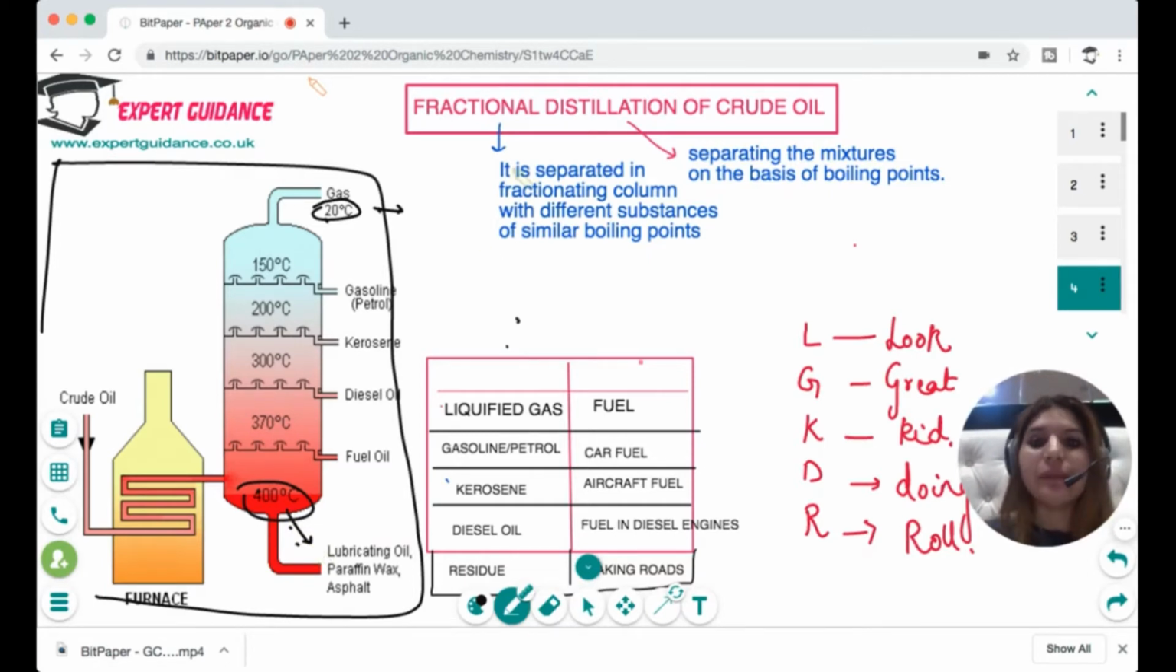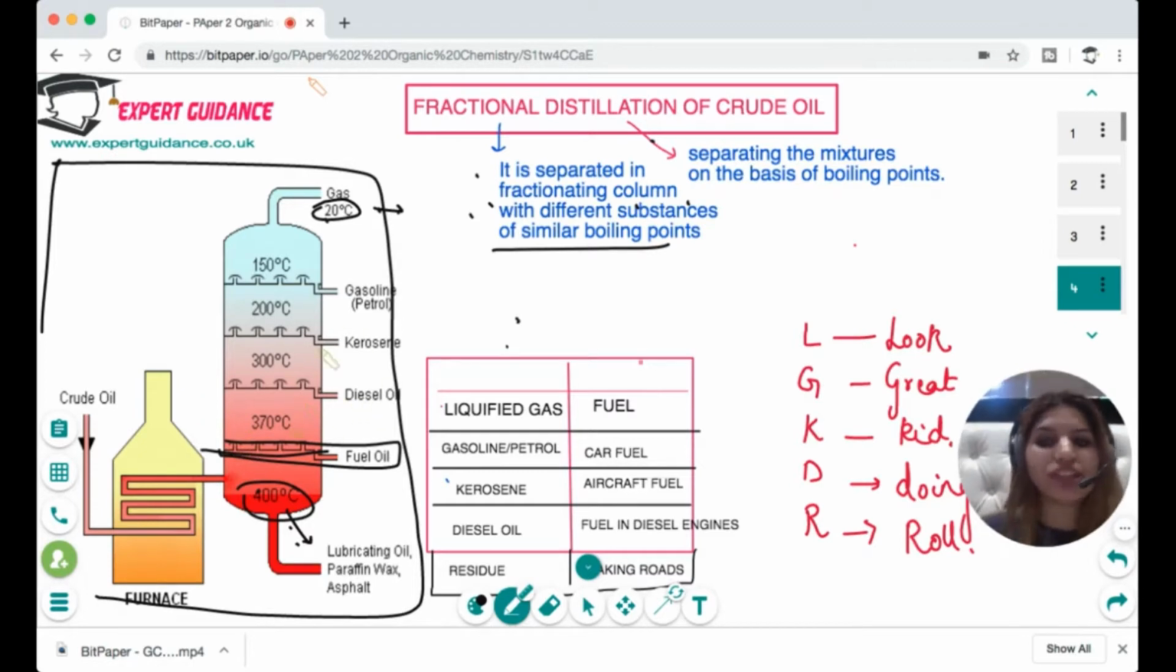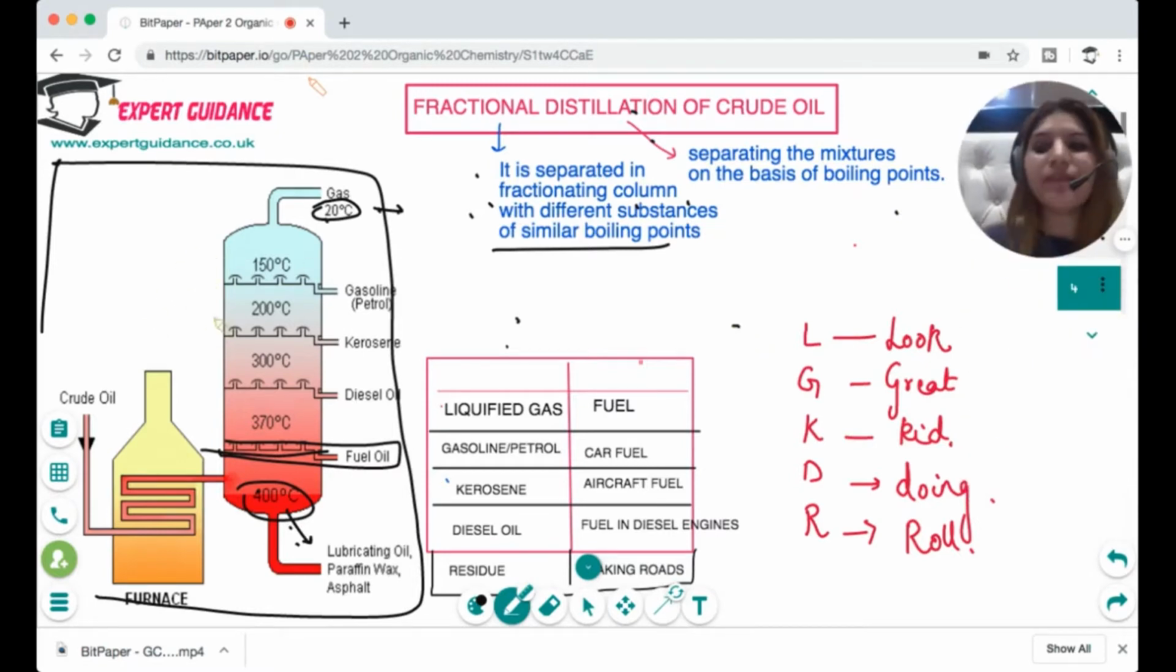Okay, now, what is fractional distillation? Fractional distillation is separating, in the fractionating column, different substances of similar boiling point. So each fraction has the components or hydrocarbons with a similar boiling point. So fuel oil is one fraction, diesel oil is one fraction. And distillation is separating mixtures by boiling point. So the crude oil has all the components, which differ in their boiling point. So we can use this property by taking a fractionating column and maintaining a series of temperatures. At the bottom, the higher temperature, and at the top, the lower temperature.